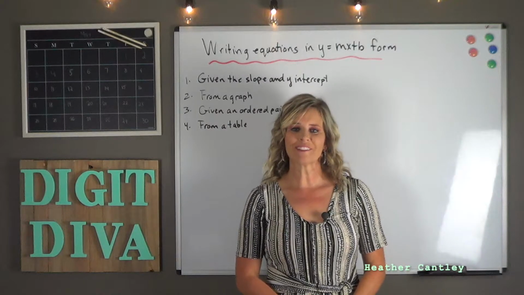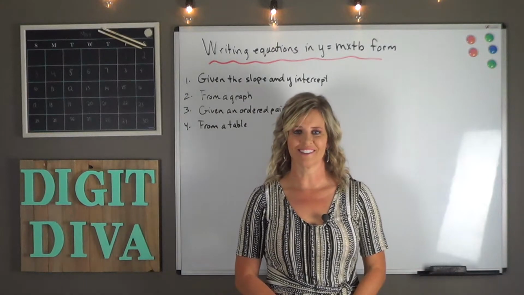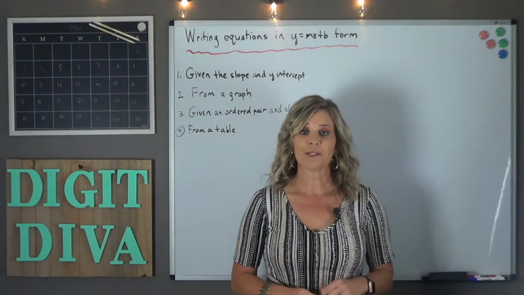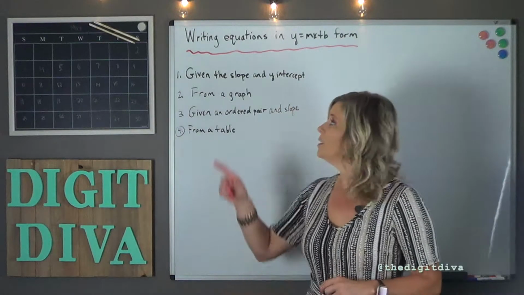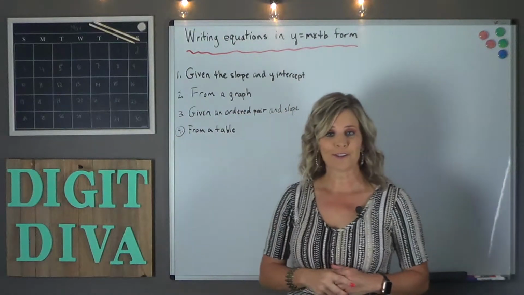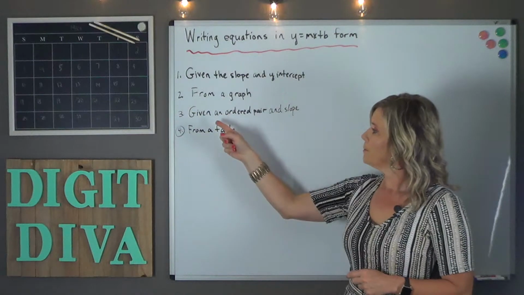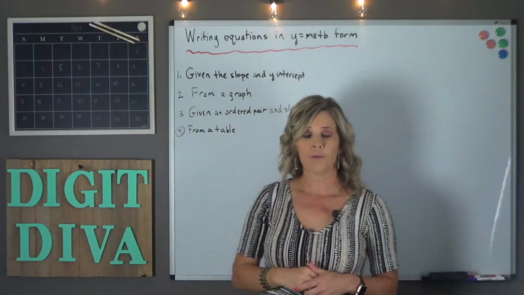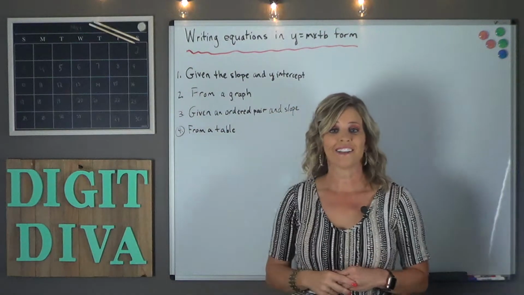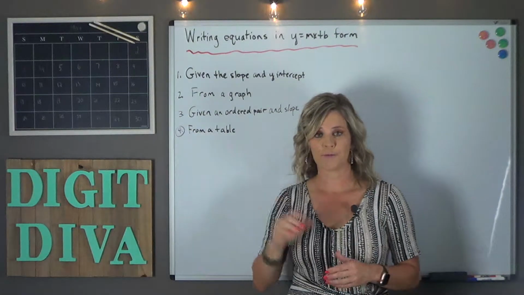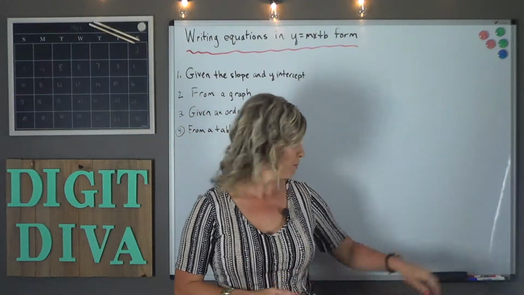Hello, welcome to Lesson 12, Writing Equations. Today we are going to practice writing an equation whenever you're given the slope and the y-intercept, or perhaps you're given a graph. Maybe you're going to be given an ordered pair and a slope, and we'll also practice writing the equation whenever you're given a table. So let's start off fairly simple.